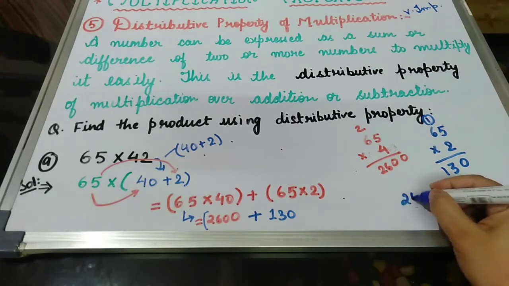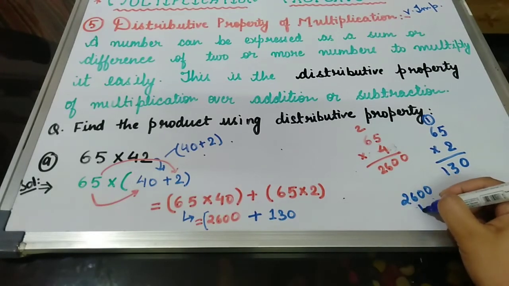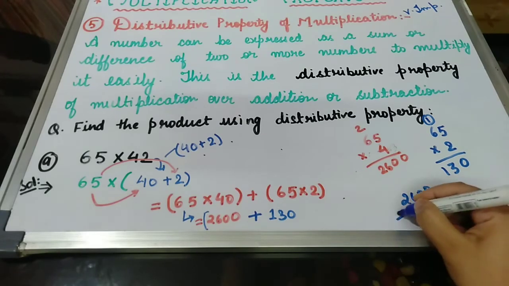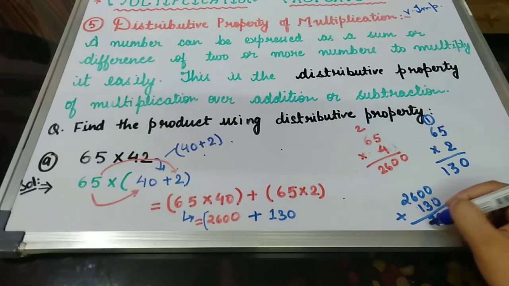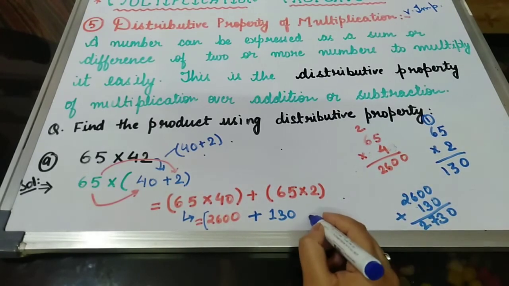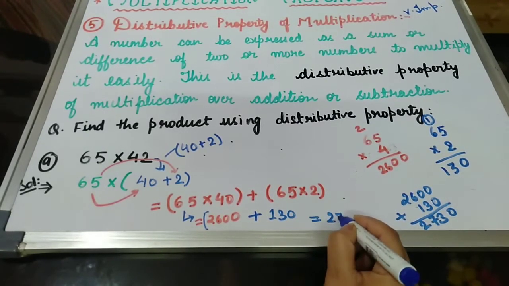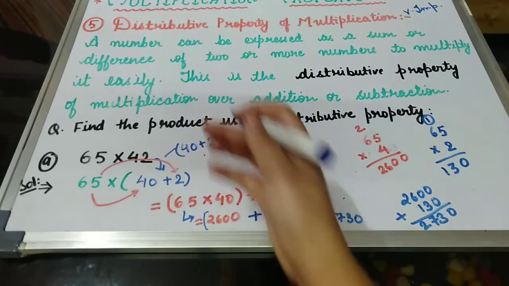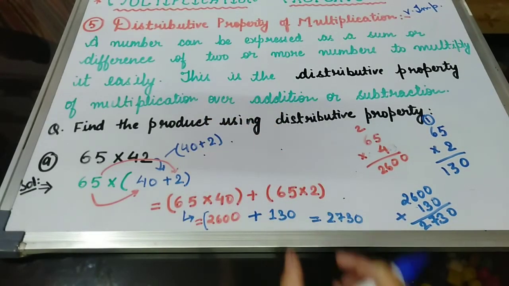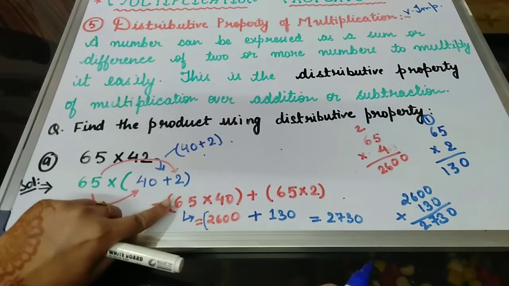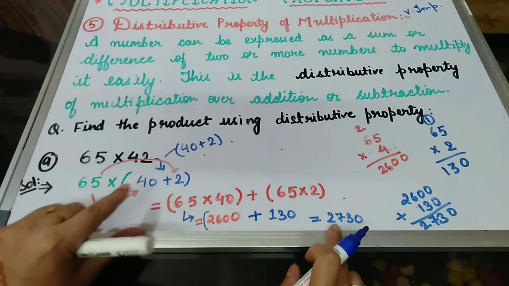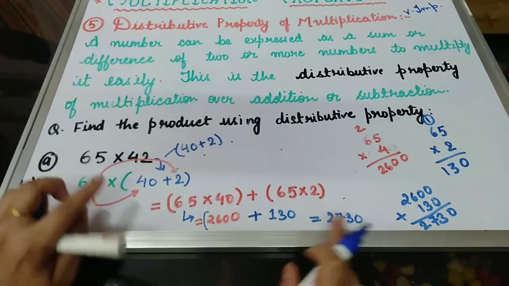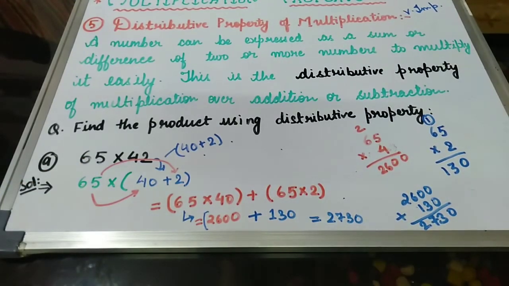Now you can simply add 2600 plus 130: 0 plus 0 is 0, 3, 6 plus 1 is 7 and this is 2. So our answer will be 2730. Now you have to write these steps one below the other. First this one, second step, third step and the fourth step. Don't skip the steps. Okay, so in this way we will do the distributive property of multiplication over addition.